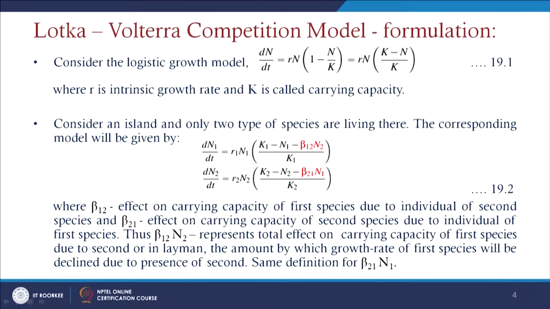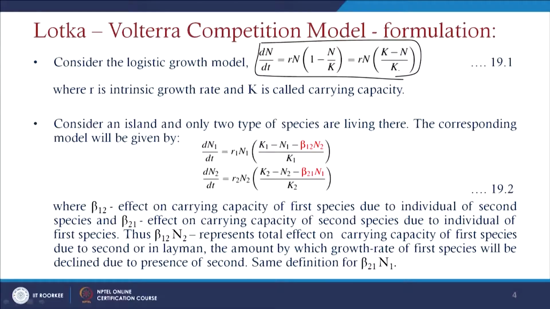A simple logistic model, if you consider it, is in the form of dN/dt equals RN into (1 minus N/K), which can especially be written as RN into (K minus N)/K, where R represents the intrinsic growth rate and K is the maximum carrying capacity here.